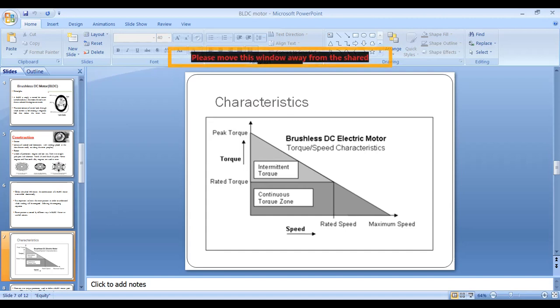Explain this intermediate torque and continuous torque. In the continuous torque zone, ma'am, our torque is continuous up to the rated speed. In intermediate torque, we increase the torque above the rated torque, and it goes to the peak torque, and after the peak torque, our torque starts to decrease in intermediate. Okay, I think it is not clear, but it is okay.